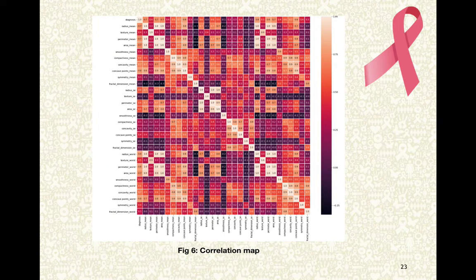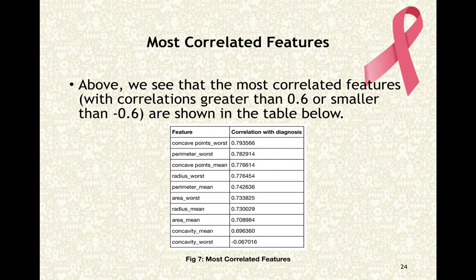Some of the features are significantly correlated with the diagnosis results, according to the heat map plot. We can find about 10 features which have correlations greater than 0.6 or less than minus 0.6, which is really high. And then we see the most correlated features in the table below, which are concave points worst, perimeter worst, etc.